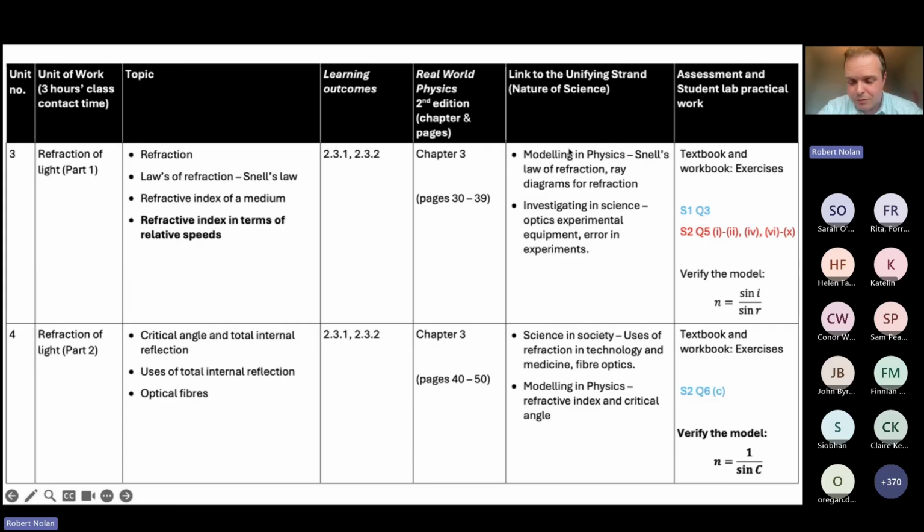But just so you have your own, so you know how you can assess it, I suppose, elicit them out. And then the experiments, some of them in bold as well, for the ones that are higher level only, like the bottom one there, verifying the model, n is equal to 1 over sine c. So that's the general layout of the scheme.